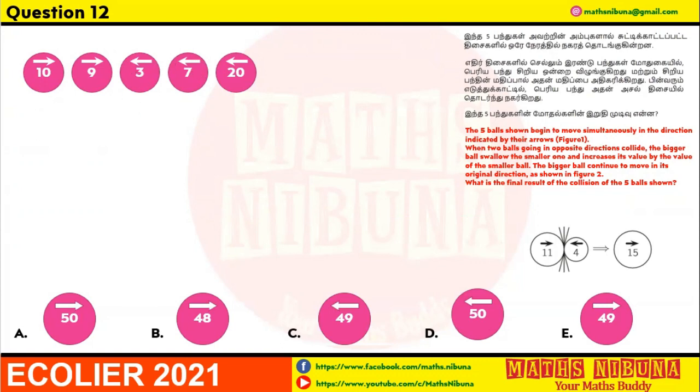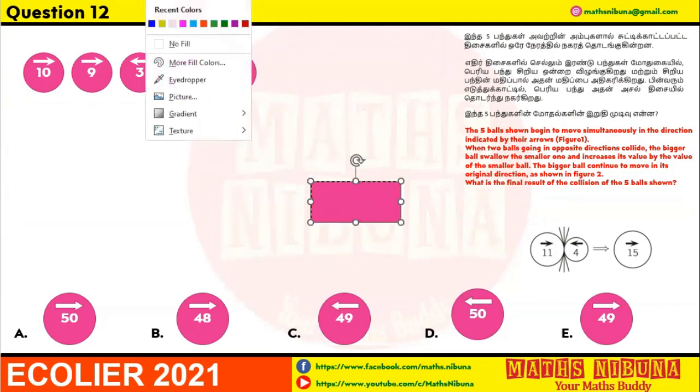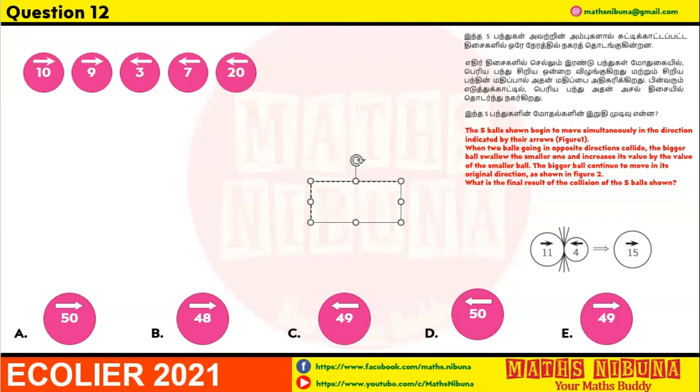And then what will happen at the first stage? Can you guess? Tell me which one will collide. If the answer is correct, which one collides? These two will collide, correct? Because 7 is coming at the back, 20 is coming at the back, and 10 is behind the 9. So 9 and 3 will collide.